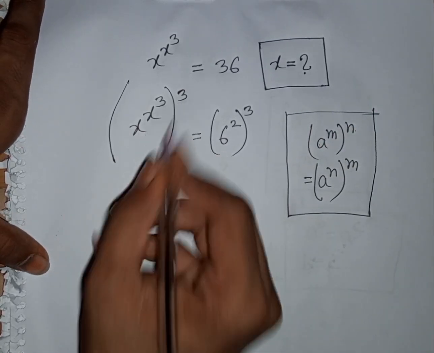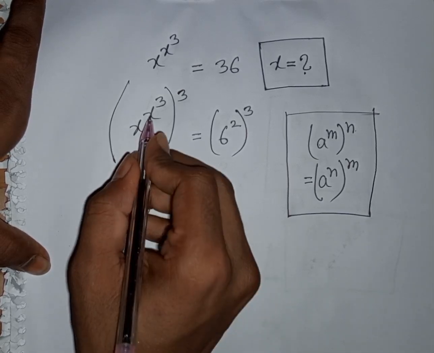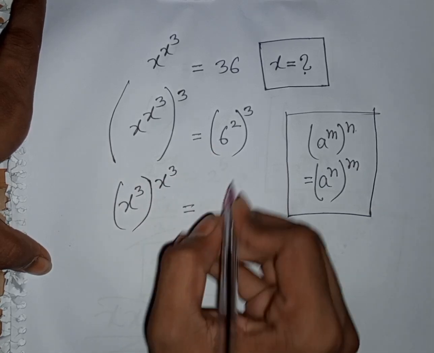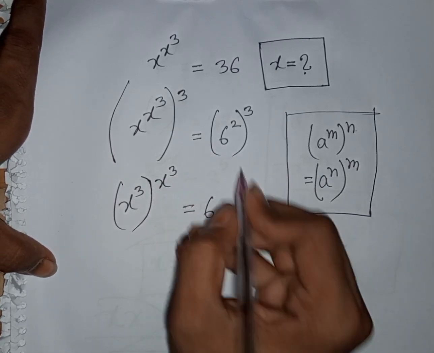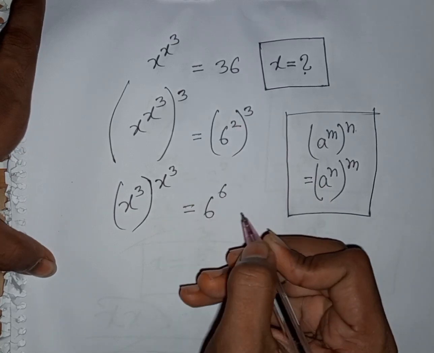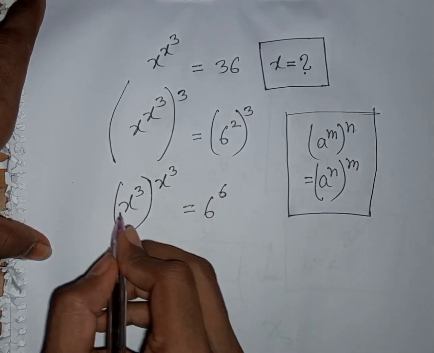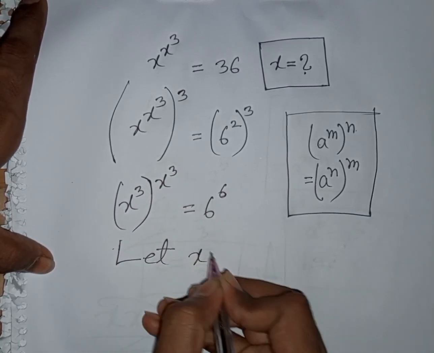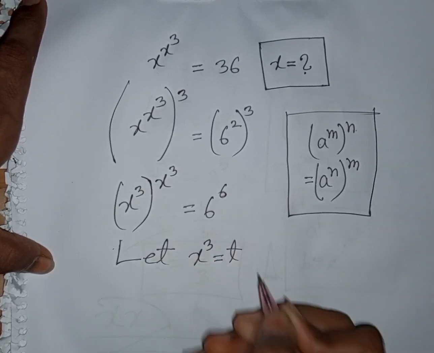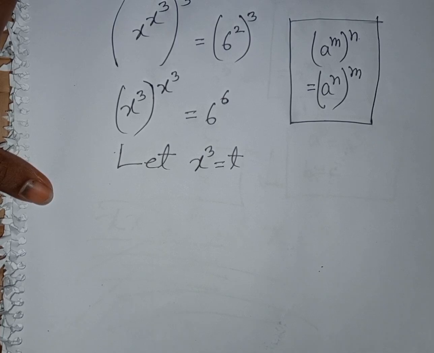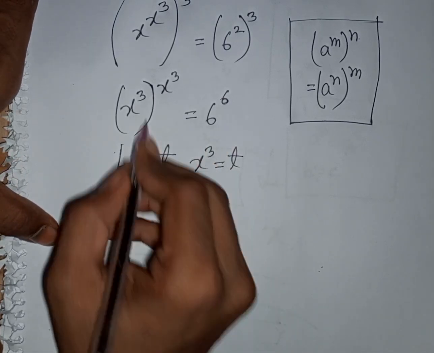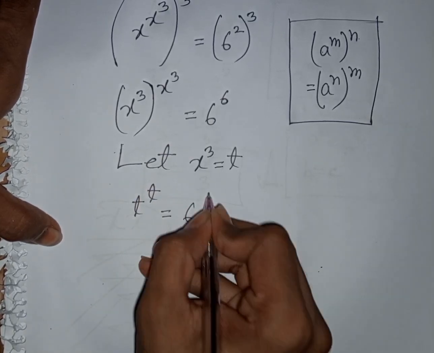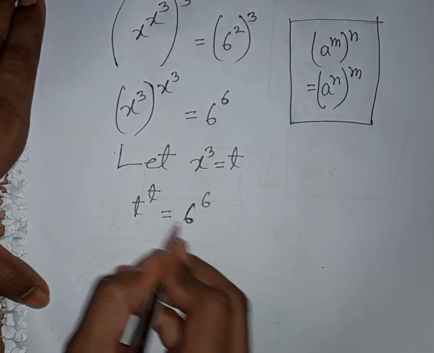So you can write here (x^3)^(x^3) is equal to 6 to the power of 2 times 3, that means it will be 6^6. Now, the x^3 terms are the same. So, let x^3 be substituted by t. So, our equation will be t^t is equal to 6^6. Now, we can write here t will be equal to 6.